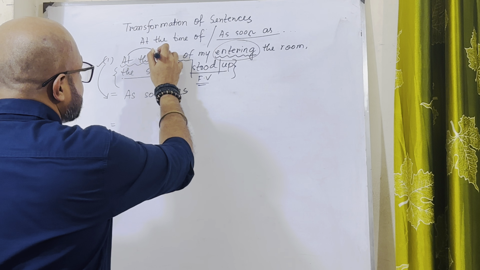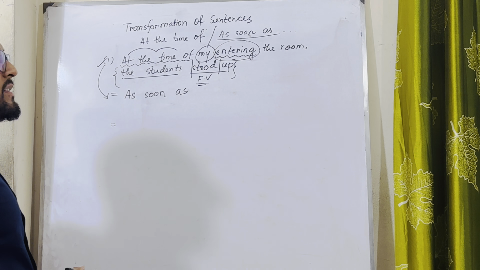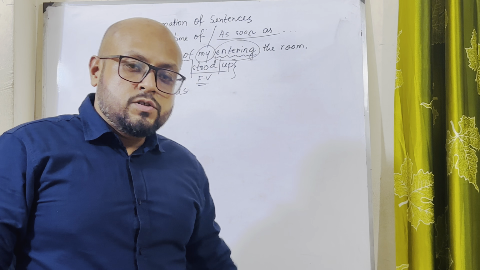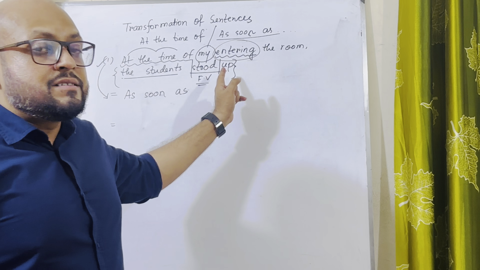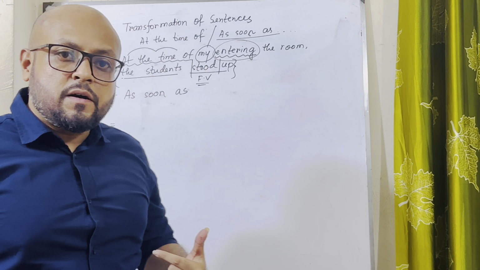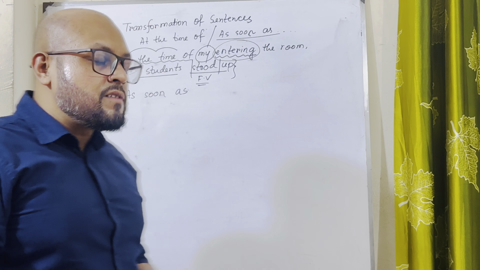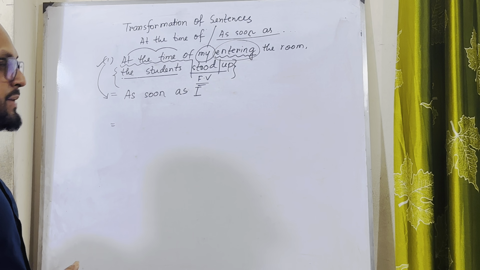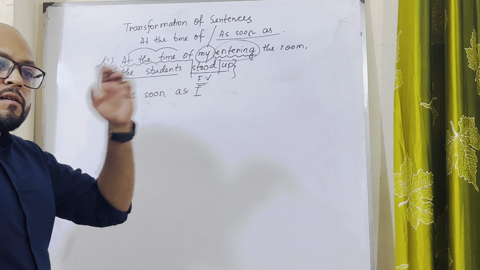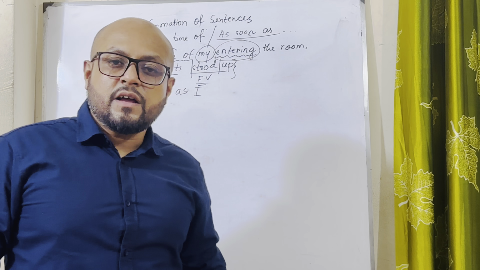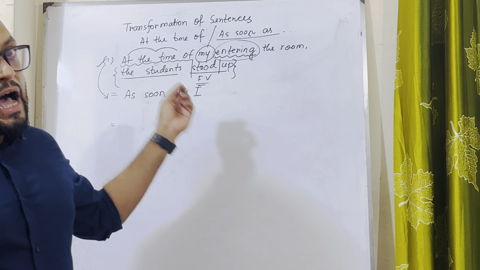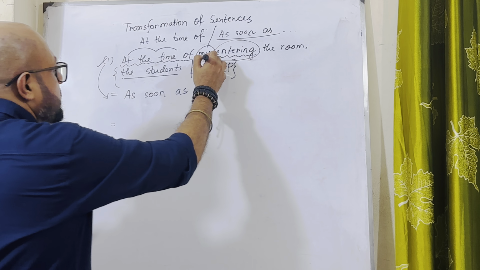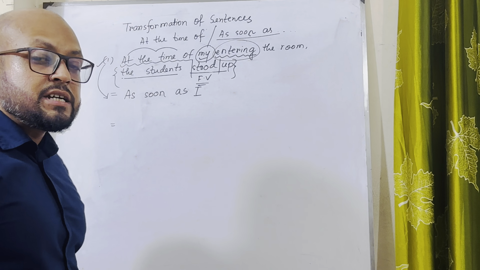It is telling about my entering the room. That means I entered the room. So the action of entering is done by the first person, me. That is the reason why you need to select your subject as I. It's not mandatory that in every sentence your subject will be I. It will depend on the possessive pronoun or the person by whom the action is being done.